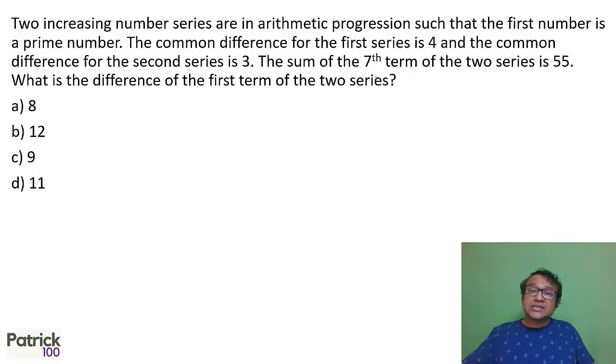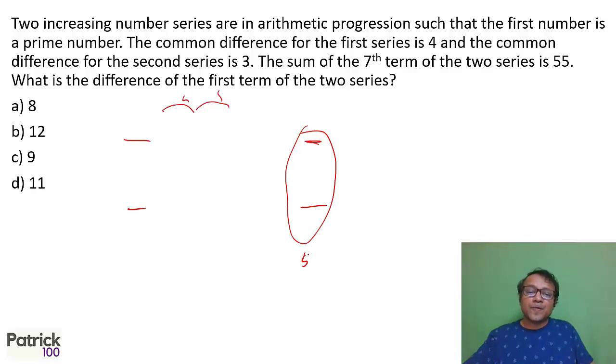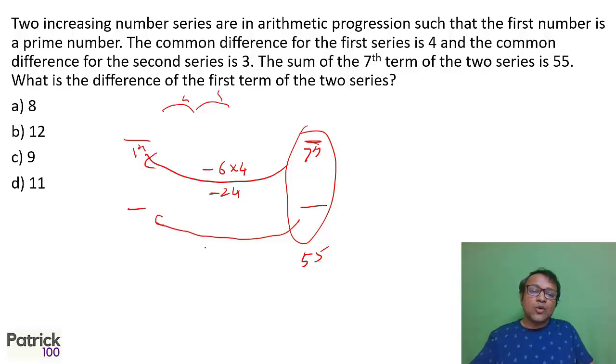Two increasing arithmetic progression series. The common difference of the first series is 4, and of the second is 3. They are given the sum of the 7th terms of the 2 series is 55. Now if I go back from the 7th term to the first term, I have to go back 6 terms. So 6 into common difference 4, I have to subtract 24. Same here, from the 7th to the first term I have to subtract 3 into 6, 18.